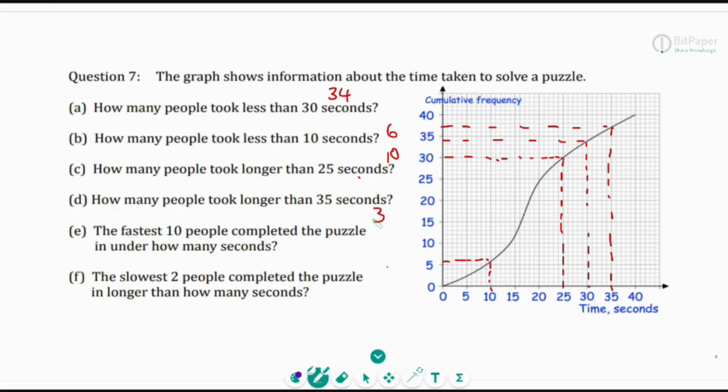The fastest 10 people completed the puzzle in under how many seconds? So my fastest 10 people are down here. They completed it in a really fast time. Let's say under 14 seconds. And the slowest 2 people, which are right at the end here, because they took quite a lot of time to complete it. So I read across from 48, and there it'd be 36 seconds.